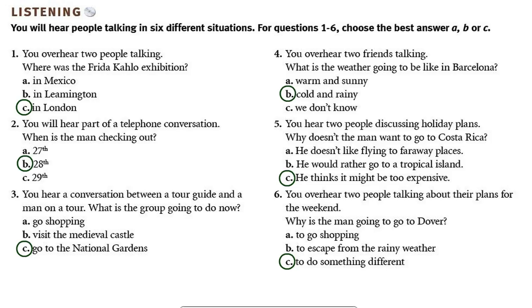3. You hear a conversation between a tour guide and a man on a tour. What is the group going to do now? A. Go shopping. B. Visit the medieval castle. C. Go to the National Gardens.